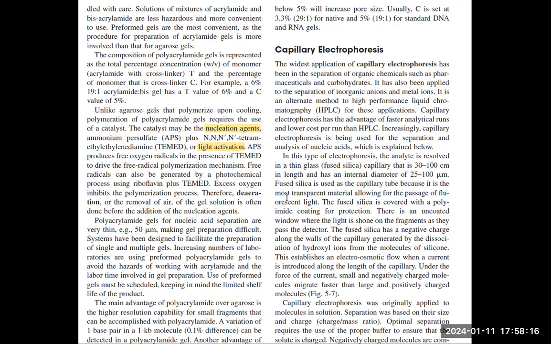And this silica has a coating for protection with polyimide. It's through the uncoated window that the light is shone on the fragments as they pass through the detector. So in this type of electrophoresis, electroosmotic flow is introduced along the length of the capillary, and then it's just the same, guys. So what's the same thing here?